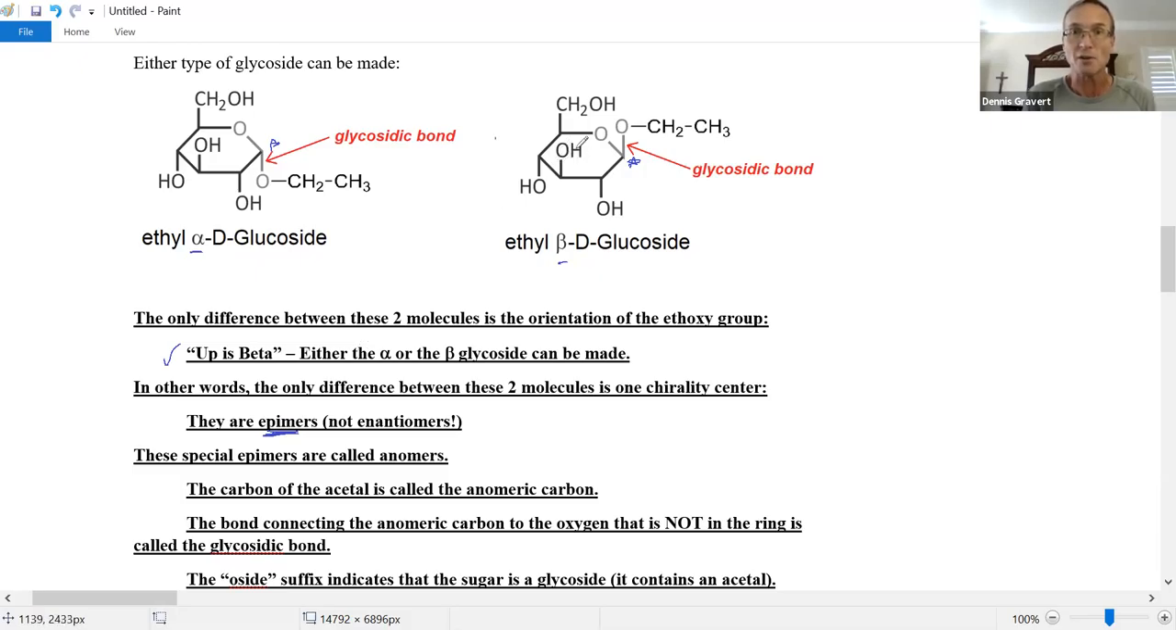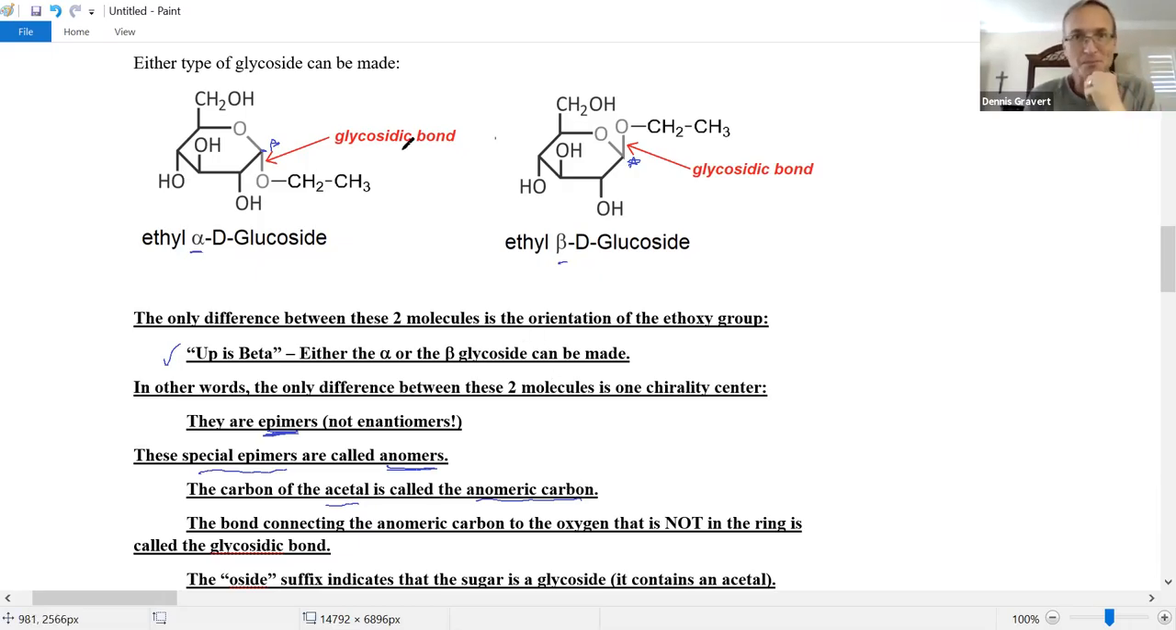If I were to draw this alcohol group down and this one down, I change two chirality centers. The original molecule compared to the molecule with two chirality centers changed would be a diastereomer. But if I start with one molecule and only change one chirality center, that's an epimer. And if you change the stereochemistry at the aldehyde or at the acetal or hemiacetal, that's a special epimer called an anomer. The carbon of the acetal or the hemiacetal is the anomeric carbon.